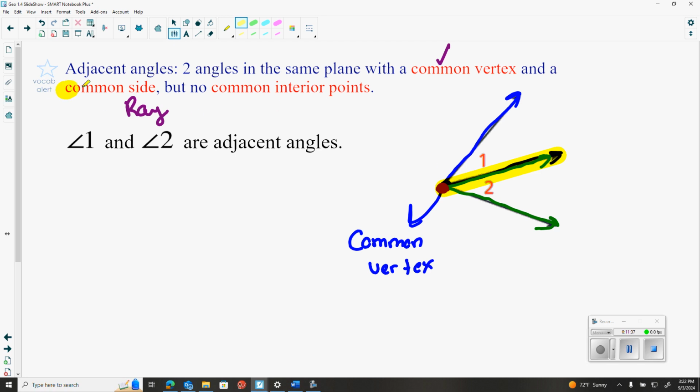So boom, got that. But no common interior points. Basically that means there are no points here in the middle. I don't have a point here, I don't have a point here. So these two conditions are enough to say that angle 1 and angle 2 are adjacent angles: common vertex, common side.